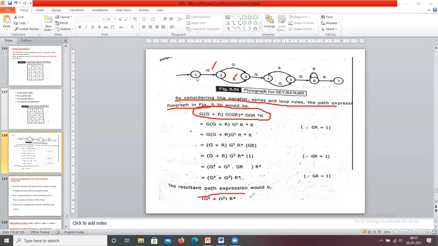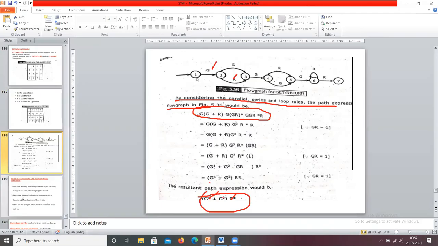The resultant path expression would be G4 plus G2 into R. Here G means get, R means return. If you apply all the multiplication rules and addition rules, then we get this expression. So this is about different applications of the node reduction algorithm.